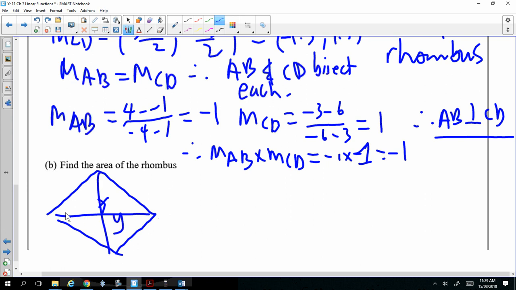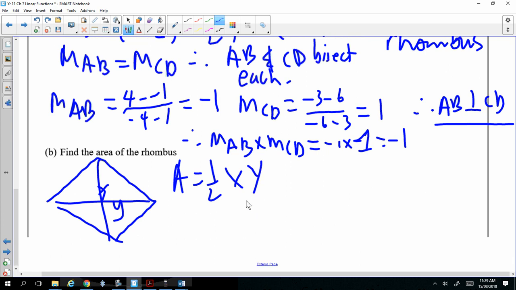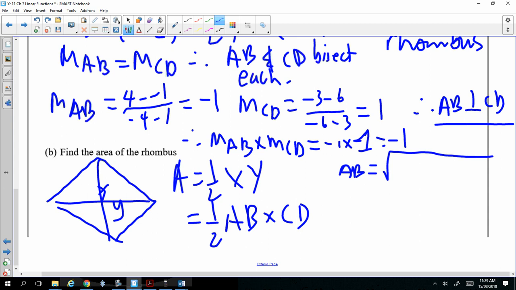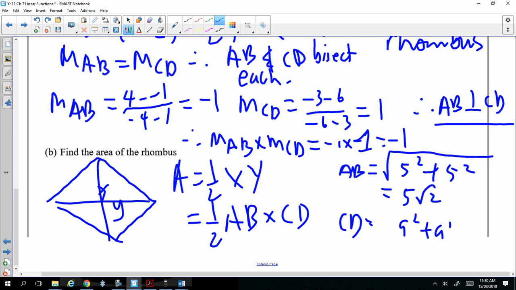Let's do that. AB, when we did the gradient, is 5 squared plus 5 squared, which is 5 root 2. I skip the working, I leave it to you. CD is 9 squared plus 9 squared, which is 9 root 2. Then the area will be half times 5 root 2 times 9 root 2. The root 2 with root 2 we can multiply together, and you get 45 square units. Oh, I managed to fit it all on this small space.